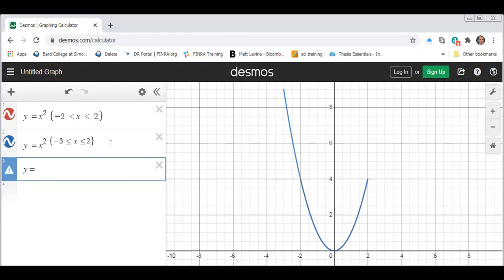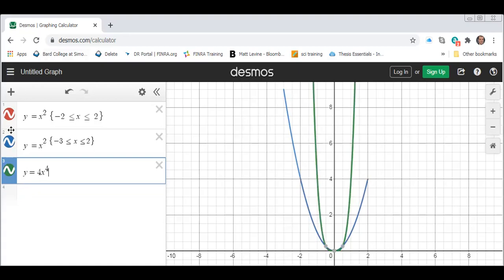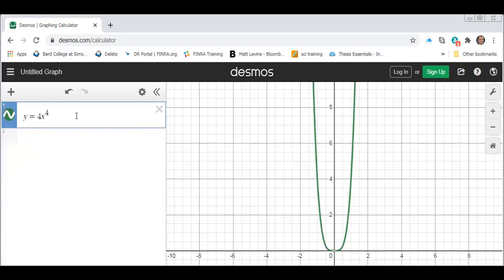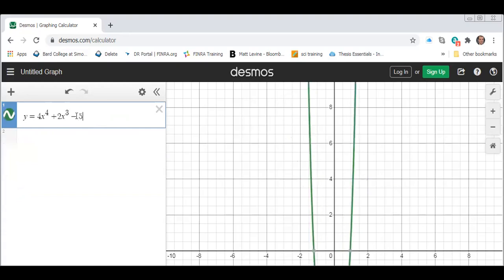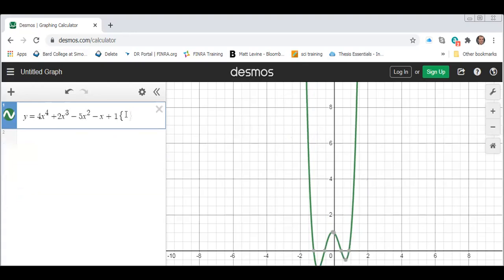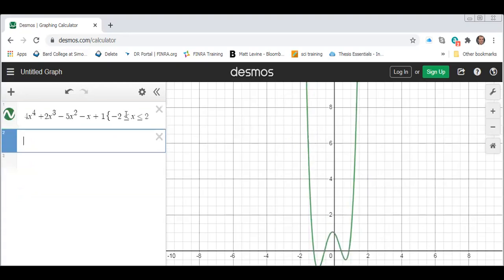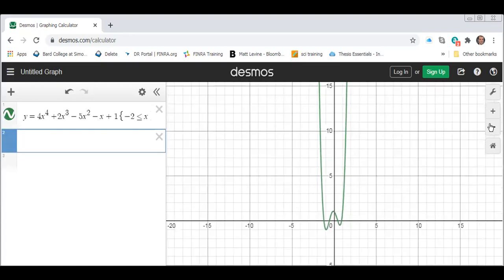So let's take a quartic or a cubic. Let's take a quartic. So let's take 4x to the fourth plus 2x cubed minus 5x squared minus x plus 1. Let's take an interval from -2 to 2. Zoom out a little bit.